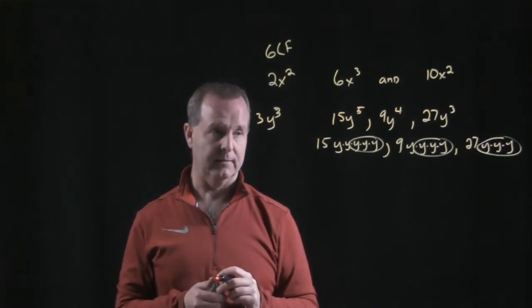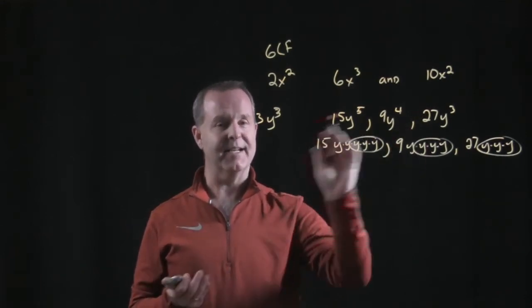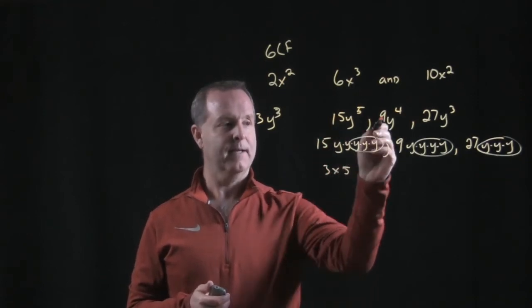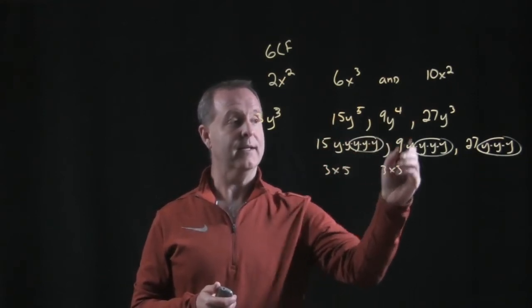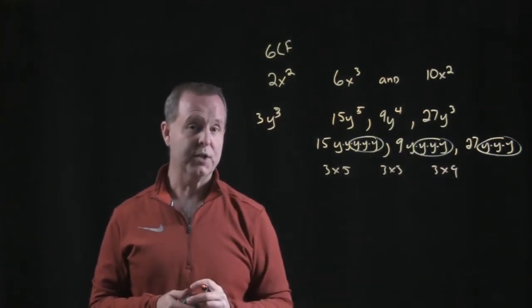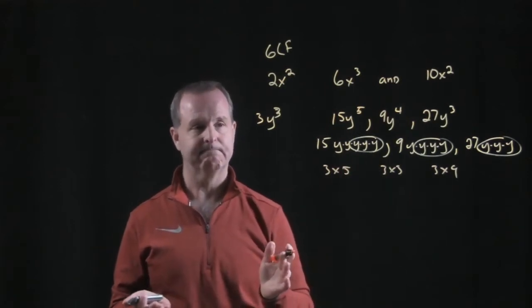The 15, 9, and 27, another way to look at that: 15 is really a 3 times a 5, 9 is really a 3 times a 3, and 27 is really a 3 times a 9. All of those share a factor of 3.